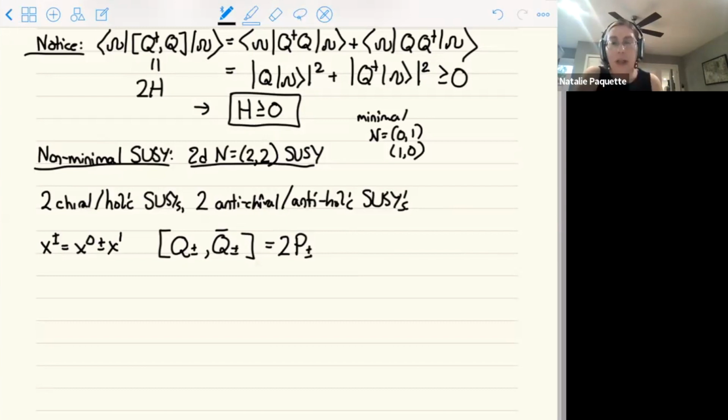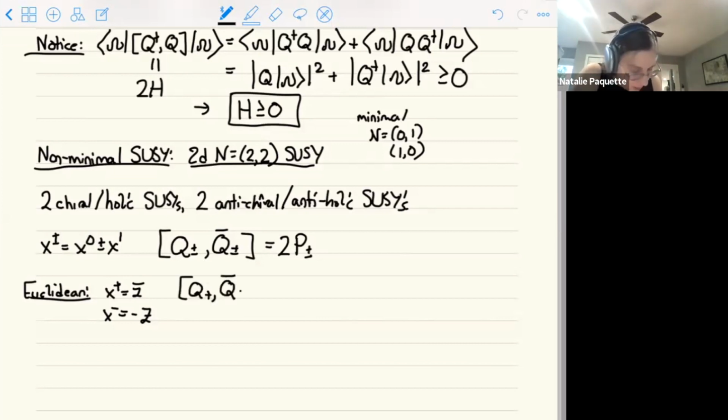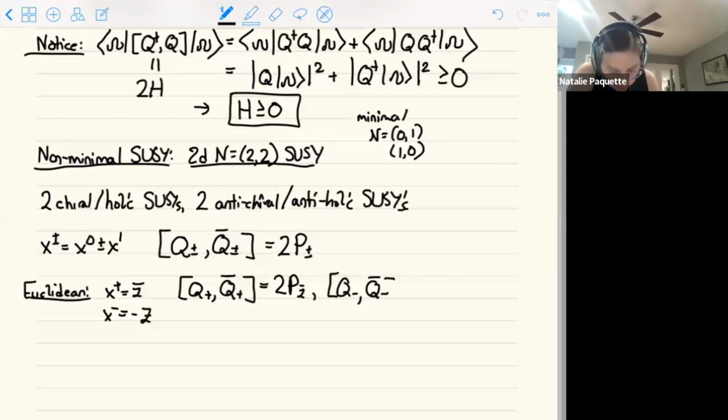In these lectures, I'll often work in Euclidean signature, where twisting is a little bit more natural and also better defined. And so if I pass to Euclidean signature, then the x plus coordinate becomes z bar, and the x minus coordinate becomes minus z. So I'm just treating my 2D spacetime now as a Euclidean complex manifold with complex coordinates z and z bar, which are complex conjugates of each other. And in that case, Q plus and Q bar plus anti-commute to a translation in the anti-holomorphic direction, and Q minus and Q bar minus anti-commute to translations in the holomorphic direction.